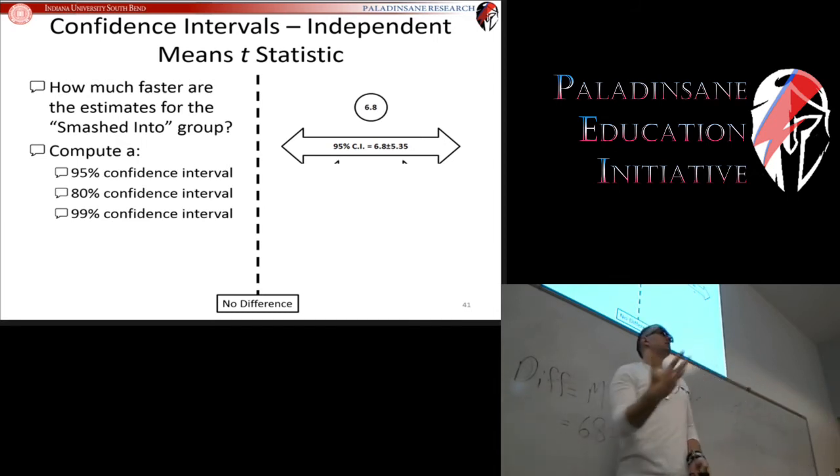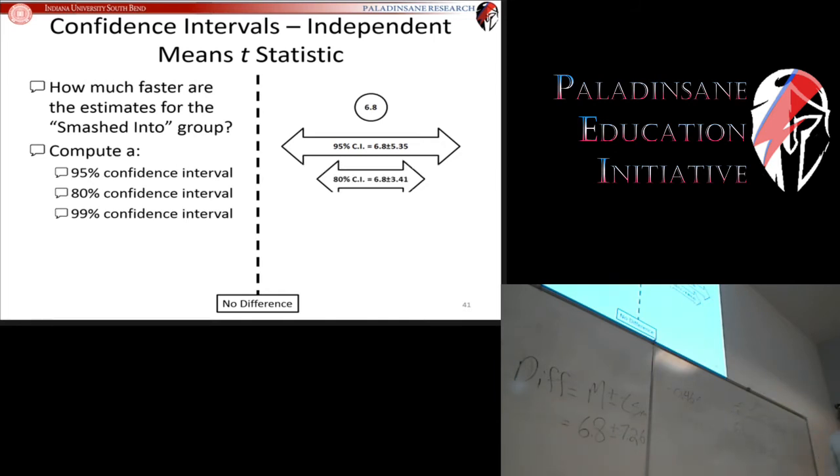If somebody else steps in and says, well, are you 80% sure? Which would be a silly question because you're 95% sure. But if they ask, are you 80% sure? You would say, yeah, I'm 80% sure. In fact, that 80% confidence interval goes from 6.8 miles an hour plus or minus 3.41 miles an hour.